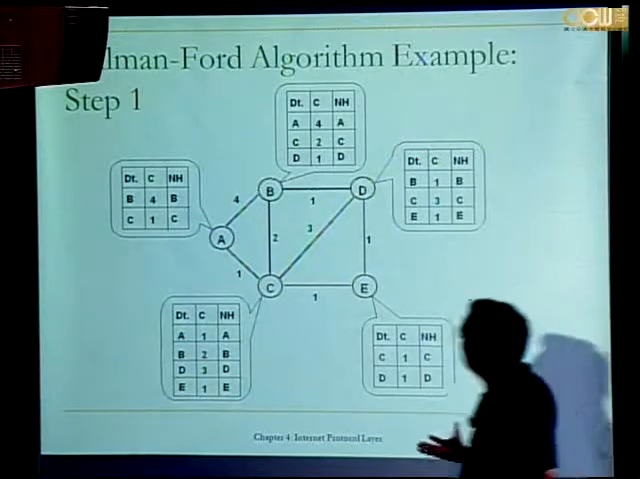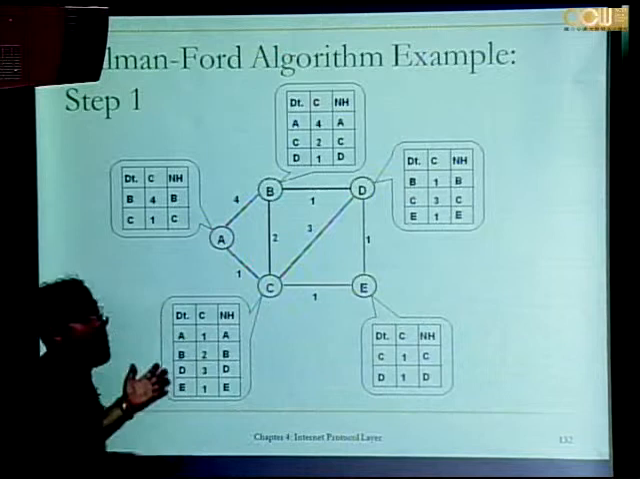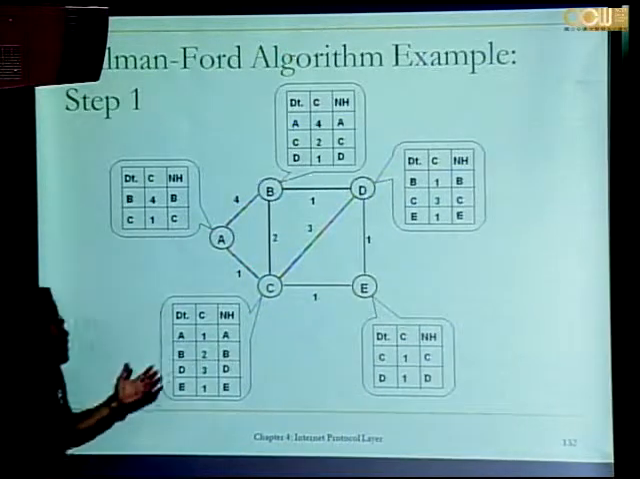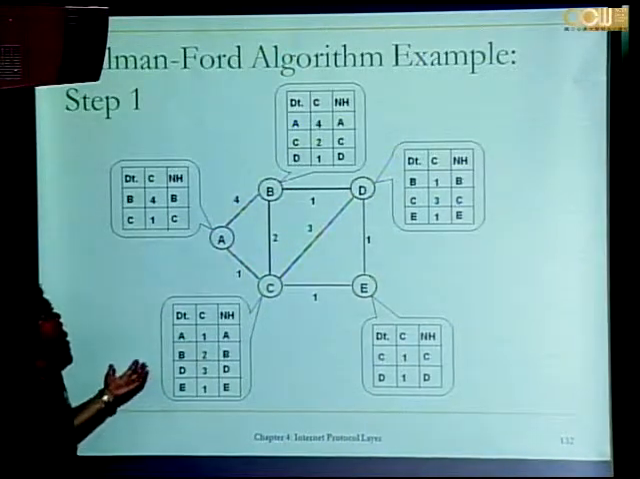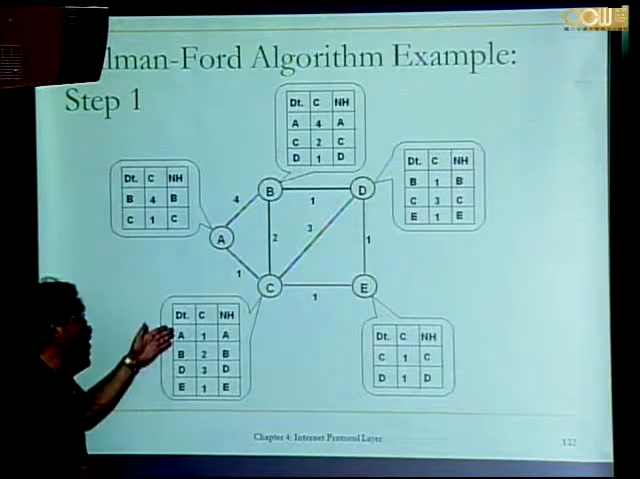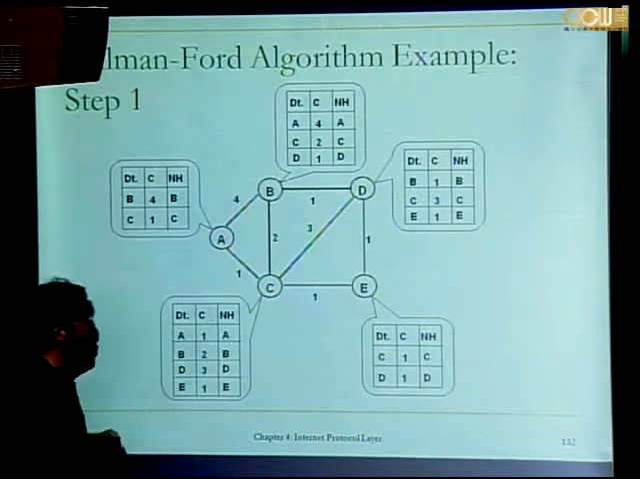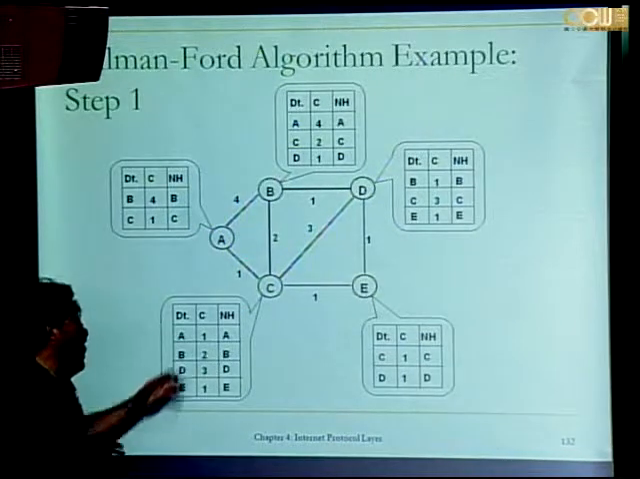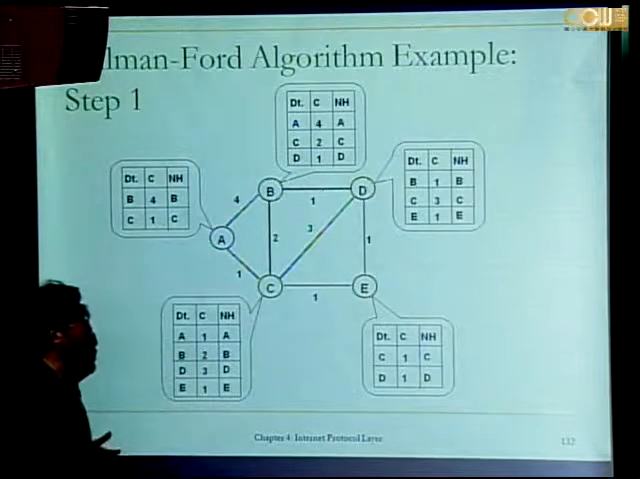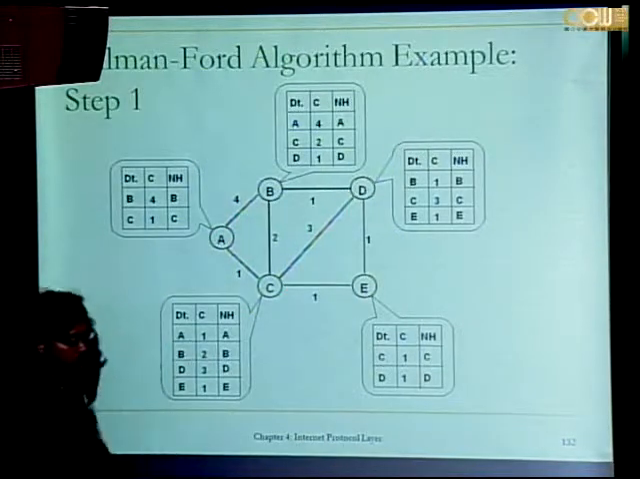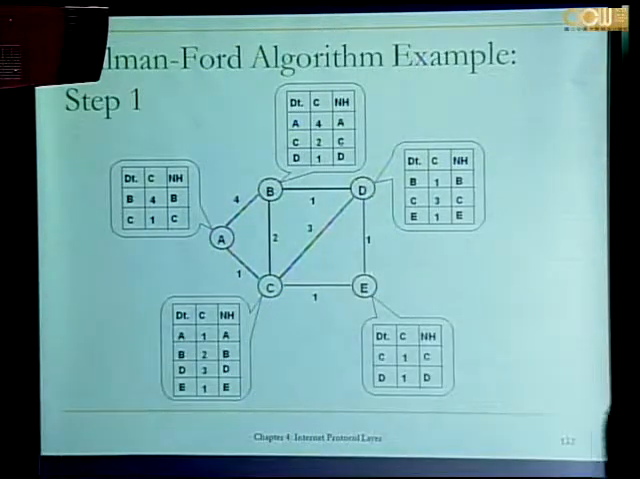C has more neighbors, right? So C has A, B, D. Everyone is C's neighbor. So C knows A, B, D, E. He knows all the other neighbors, and it has the cost and also the next hop. So now, starting from this, what would happen next? Initially, I only know B and C. But C knows A, B, D, E.